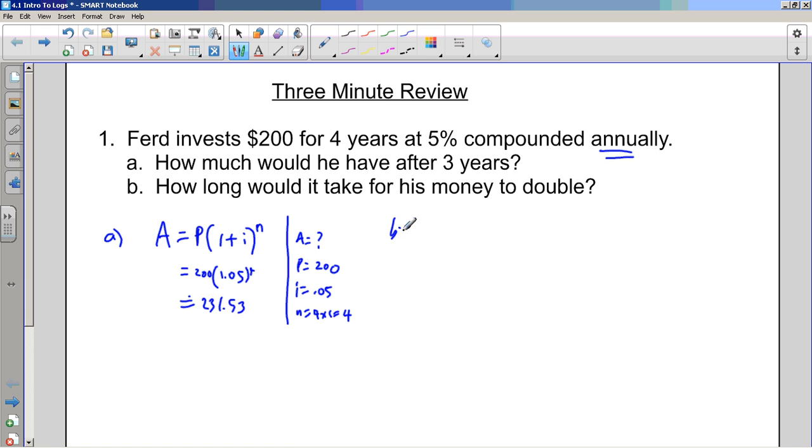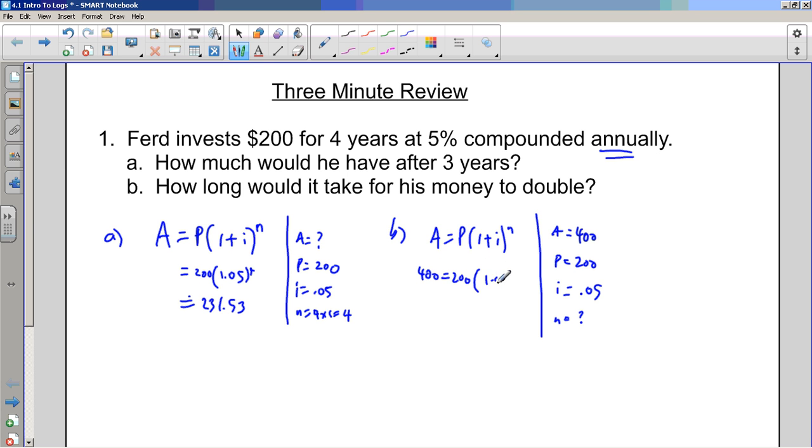Then the question: how long would it take for his money to double? Sounds like we're interested in finding n here. If I just write down the unknowns, he starts with 200 and we want it to grow to 400, right? That's doubling. i is still the 5%, 0.05, but n is unknown now. And so when I put this into the formula, n is what I want to find.